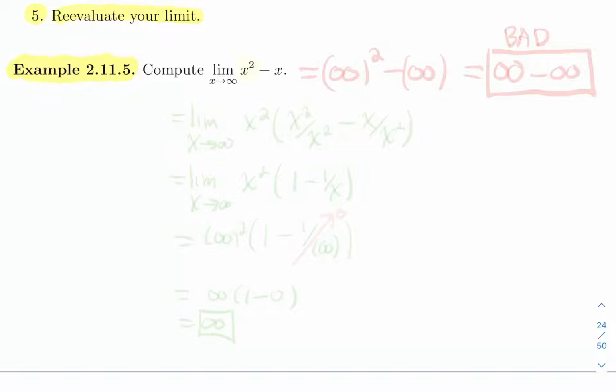But if you forget and you try it, you don't need to do that, but you're going to get infinity squared minus infinity. This will give you infinity minus infinity.